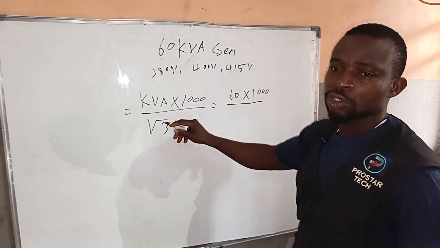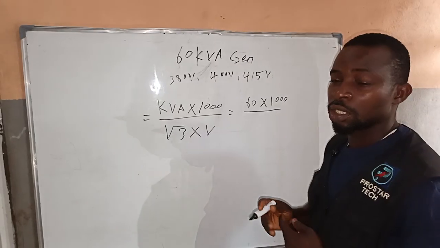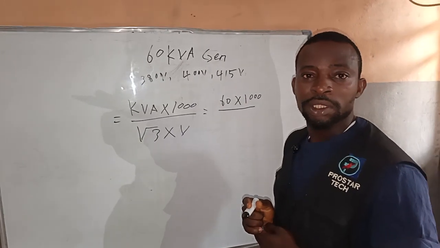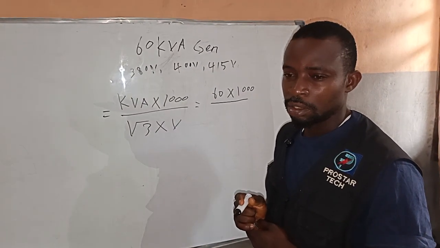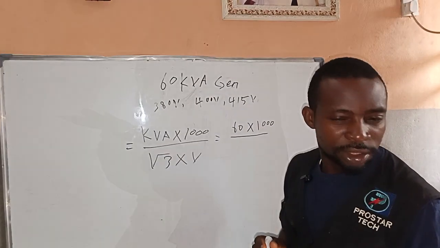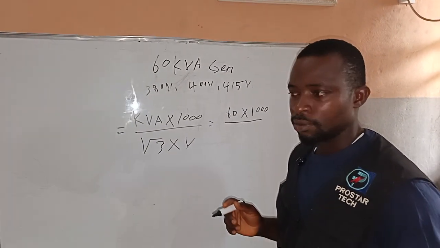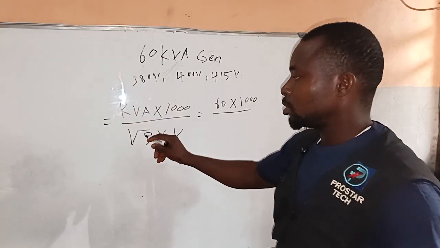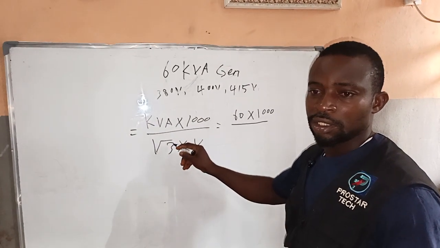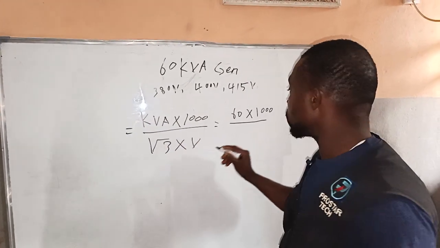So what is square root 3? I think that should be 1.73. Square root of 3 is 1.73.